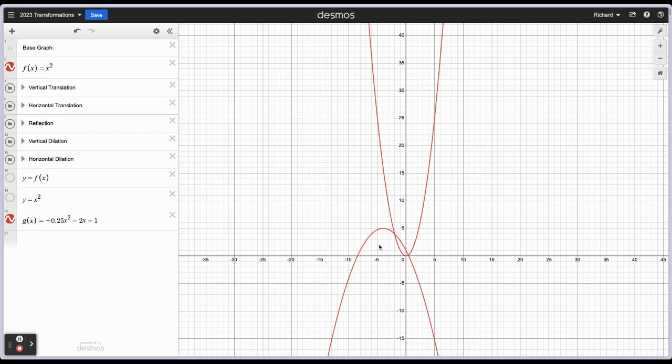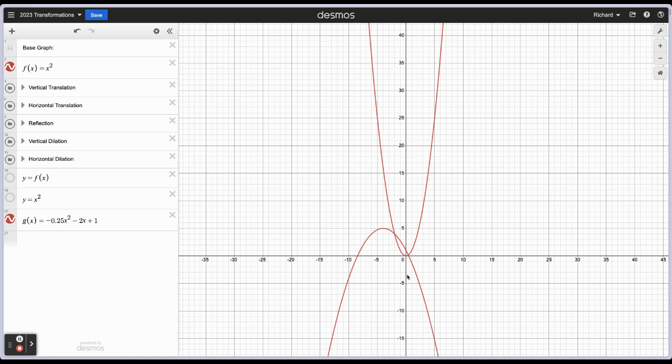Flipping over a graph is called reflecting. It's been shifted this way and up this way a bit, so we can see it's moved over to this position. And this graph is wider than this graph. So it's definitely got different properties, but the same basic shape, and that is a parabola. Now, it's basically the same.